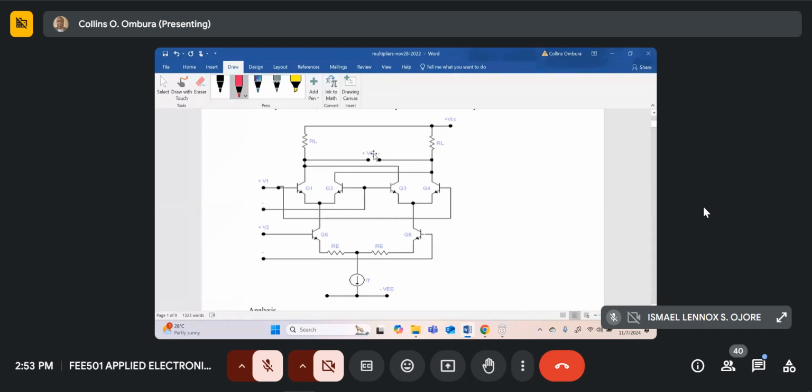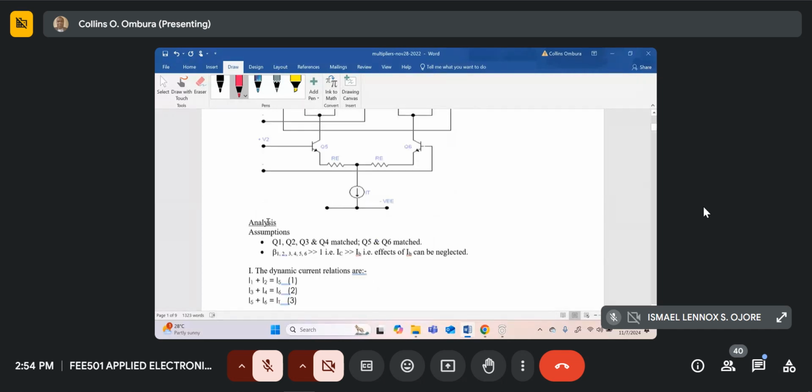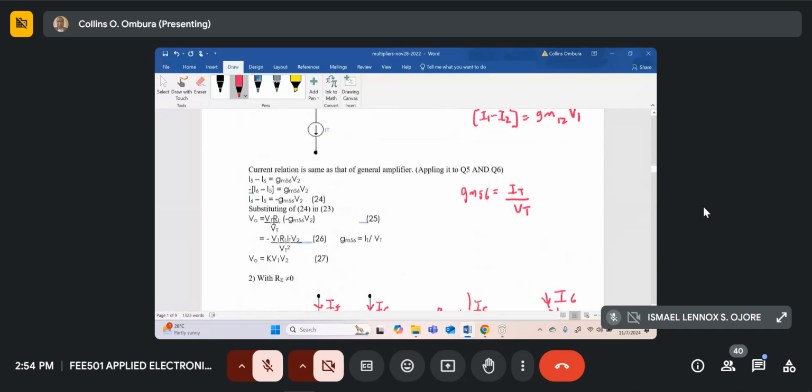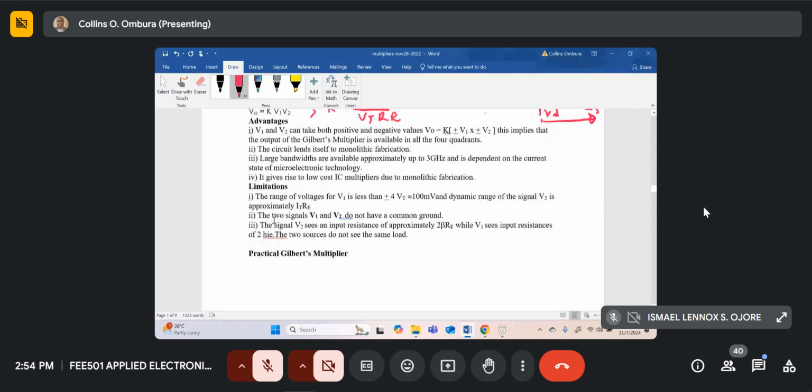But this is just the cell in a particular multiplier. We shall see this output is taken with reference to the earth, and we know it's easy. Just put a difference amplifier. But we still have a problem, that the reference of the signals V1 and V2 with reference to the ground are different. So we still got a problem to solve. So in conclusion, let's go to a summary over here. Limitation number 2 is that the two signals V1 and V2 do not have a common ground.